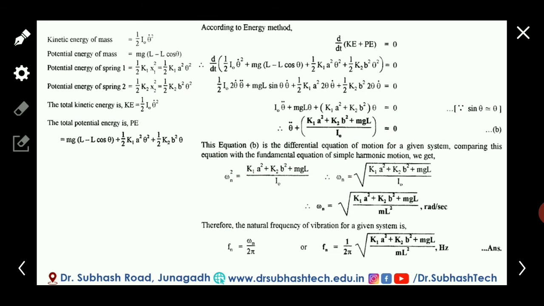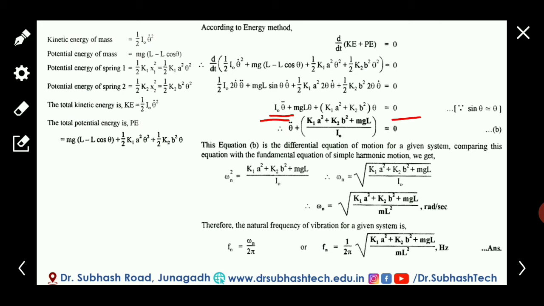Okay, so we can take sine theta equal to theta. So here sine theta is replaced by only theta. Now we take theta common from both elements, and theta is common, then k1 a square plus k2 b square plus mgl, multiplied by theta. Okay, now I0.